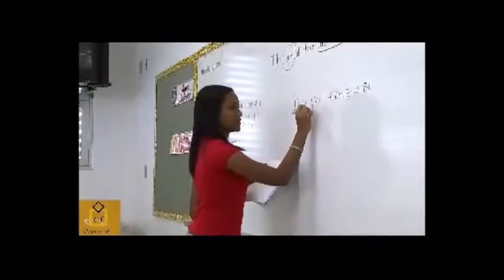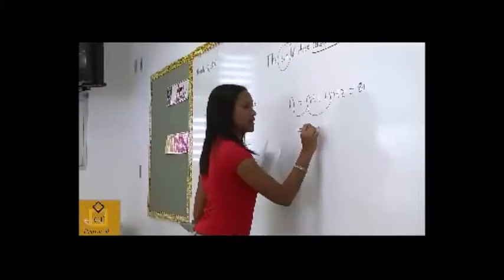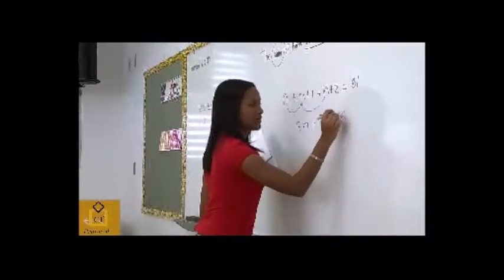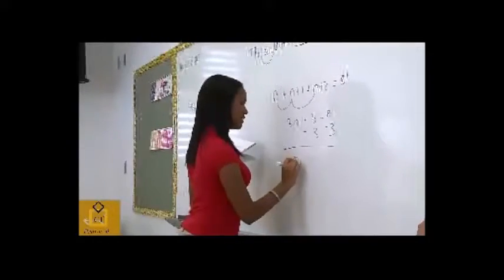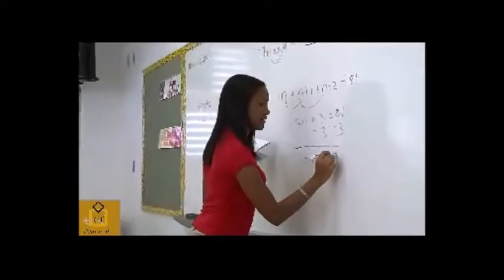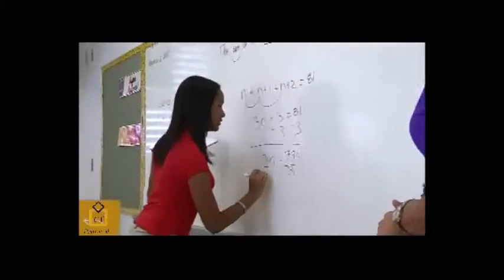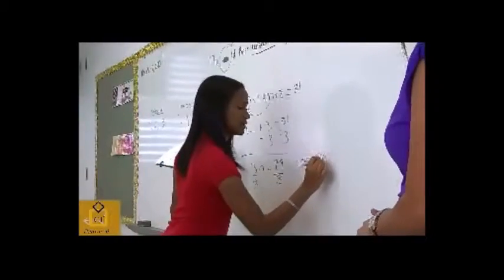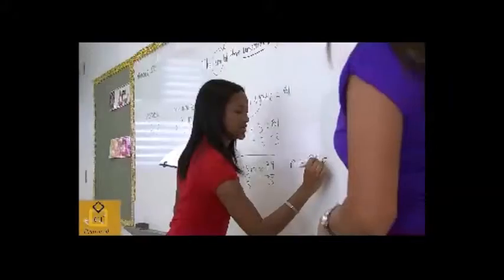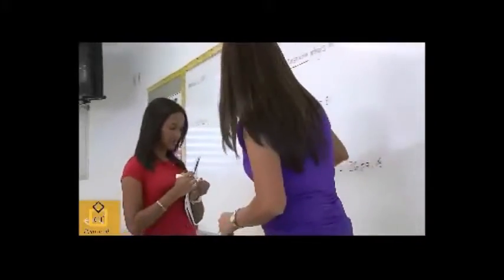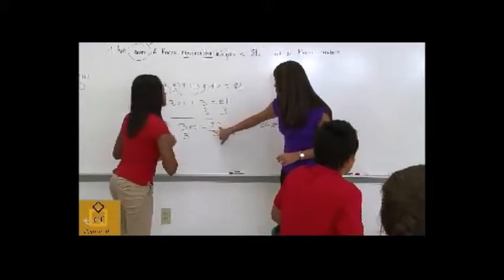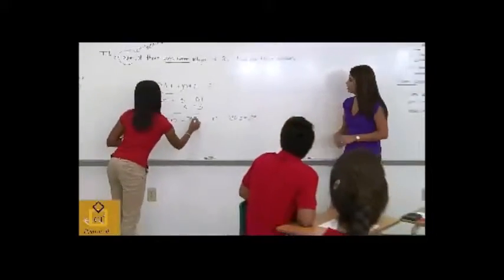So I combine like terms. It's 3n plus 3 equals 81, minus 3, minus 3. It's 3n equals 78, divided by 3, divided by 3. n equals 26, 27, 28. Okay, sounds good. Put an 8 right there. Yeah, you got it right.